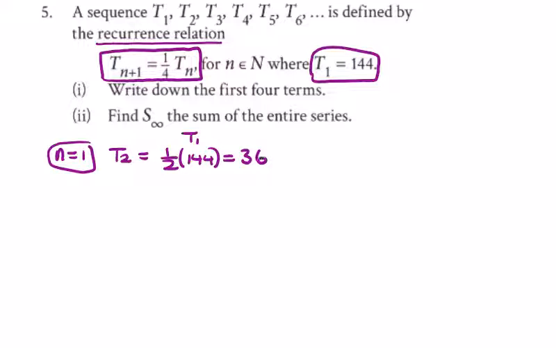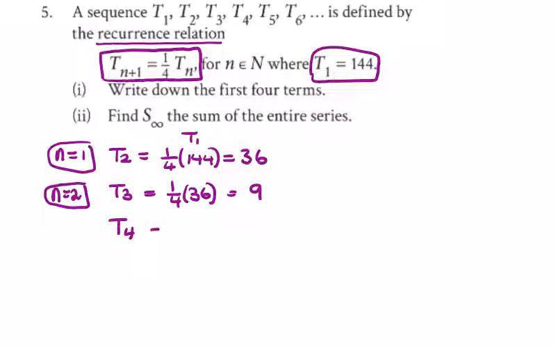is 36. When n is equal to 2, we're going to get term 3, which is going to be, I wrote a half there, not a half, a quarter. Thank you all for pointing out my mistake. A quarter of 36, which is going to be 9. Term 4, we're looking for the first 4 terms, going to be a quarter of 9. You can shorten it down, which is going to be 2.25.